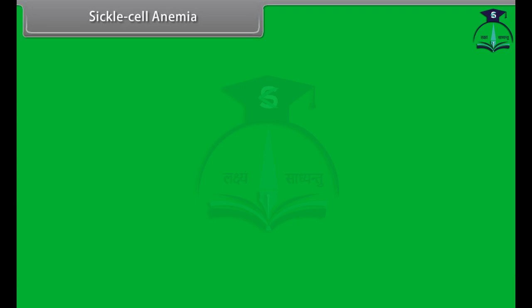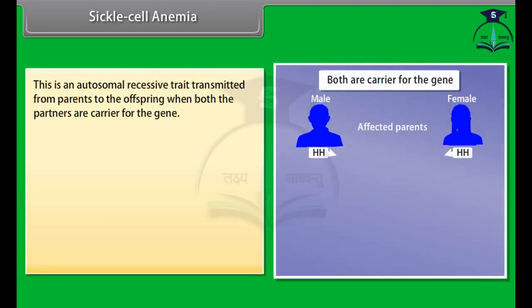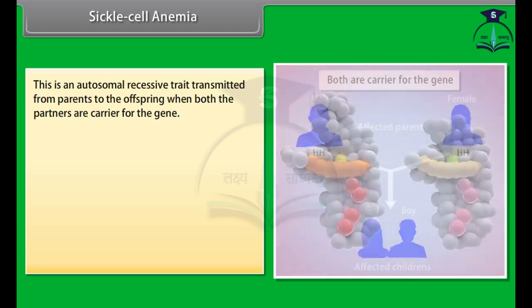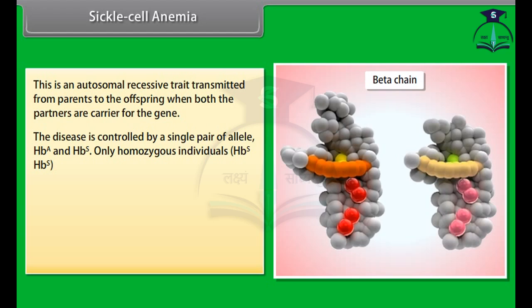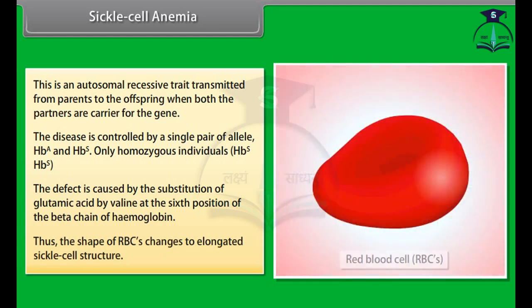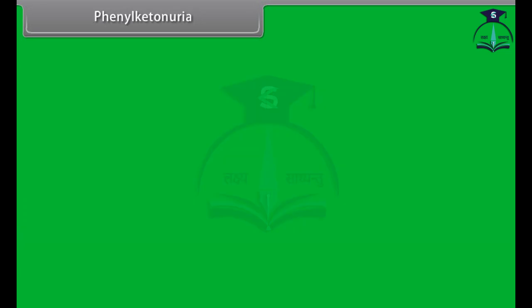Sickle cell anemia. This is an autosomal recessive trait transmitted from parents to the offspring when both the partners are carriers for the gene. The disease is controlled by a single pair of alleles, HBA and HBS, and only homozygous HBS individuals show the disease. The defect is caused by the substitution of glutamic acid by valine at the 6th position of the beta chain of hemoglobin. Thus, the shape of RBCs changes to an elongated sickle cell structure.